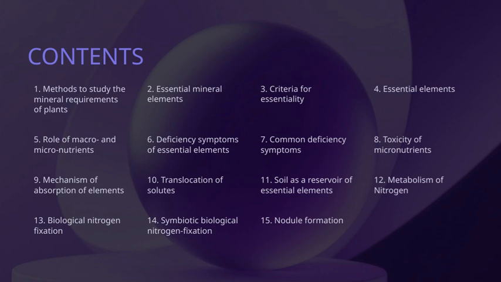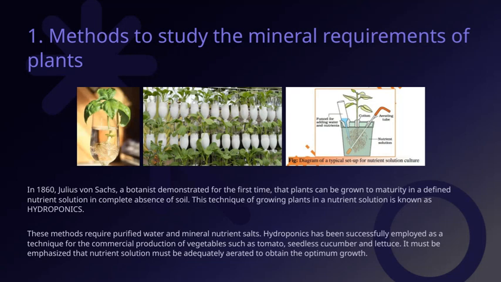Finally, methods to study the mineral requirements of plants include various experimental approaches. These help us understand exactly what plants need, how much, and under what conditions, so we can optimize their growth and productivity. These methods require purified water and mineral nutrient salts, which are essential for precise control of plant nutrition. Hydroponics, for example, has proven to be a successful technique for the commercial production of vegetables like tomatoes, seedless cucumbers, and lettuce. It's important to remember that the nutrient solution used in hydroponics must be adequately aerated, because oxygen availability is crucial for optimal plant growth.